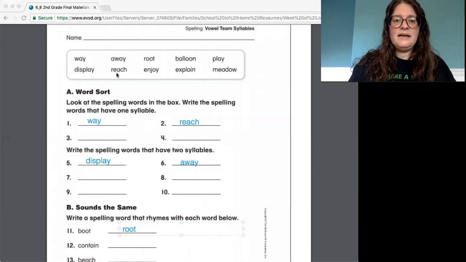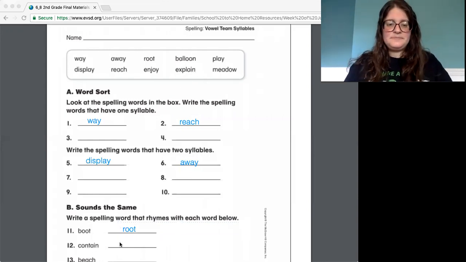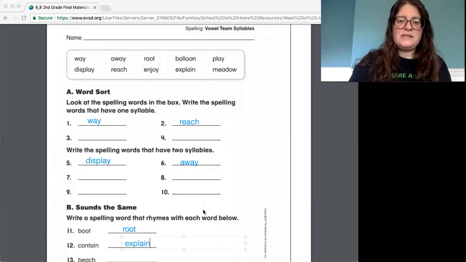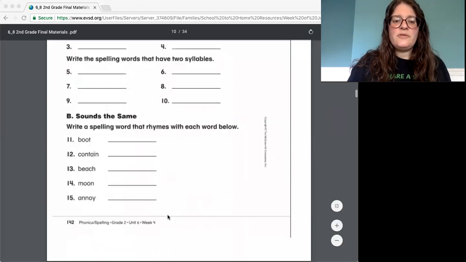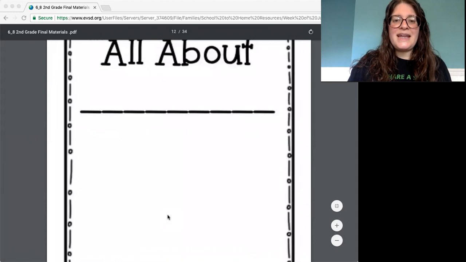Contain. Oh, and I'm looking for the ending to be the same because that's how something rhymes. Explain. Okay, so you're gonna finish the rest of that page with your families or on your own. And now we're gonna move on to our writing.